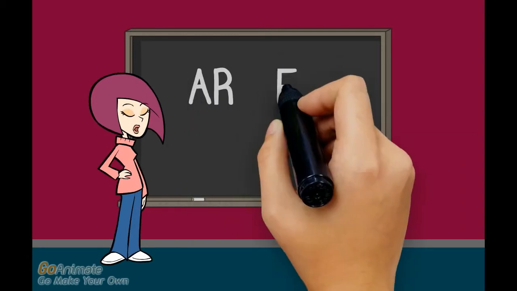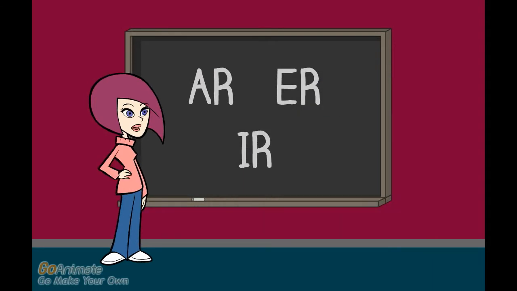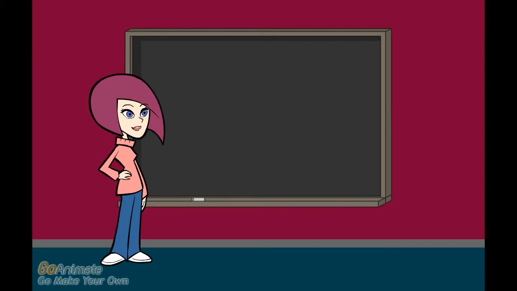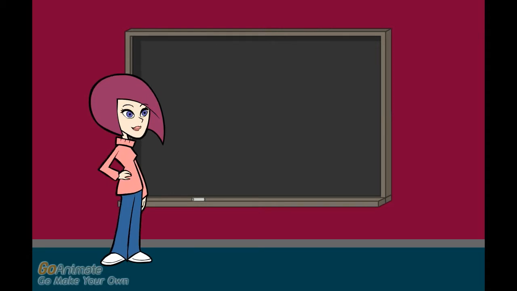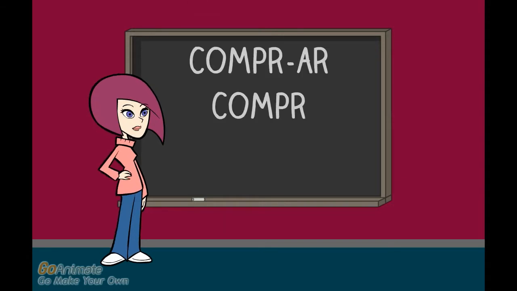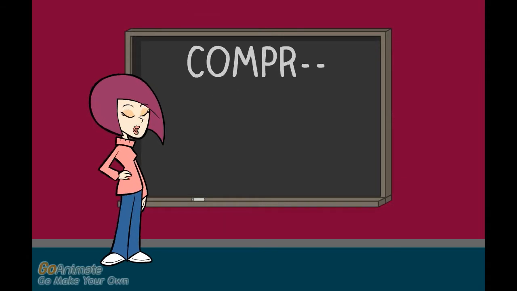In Spanish, verbs can end in three ways. They can end with AR, ER, and IR. For example, we have verbs like comprar. To change the verb to specify who is speaking, we first remove the ending of the verb. In this case, we will remove AR. Comprar becomes compr. Now we add the endings.